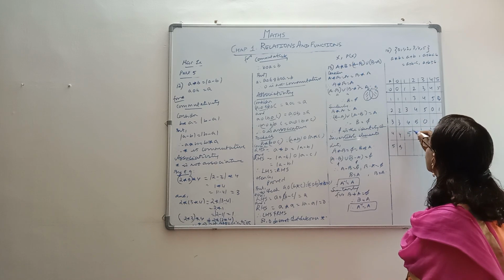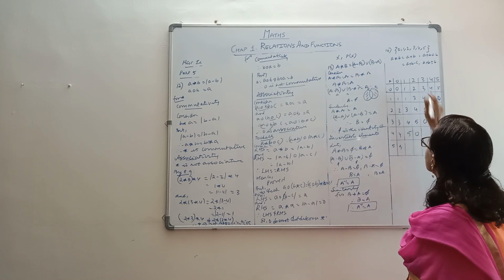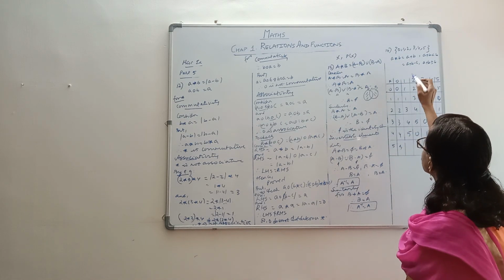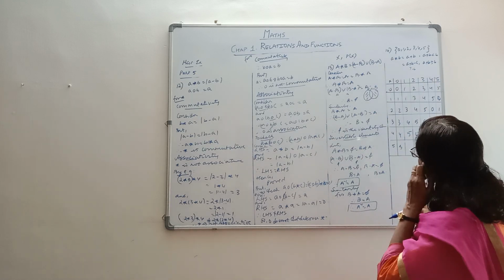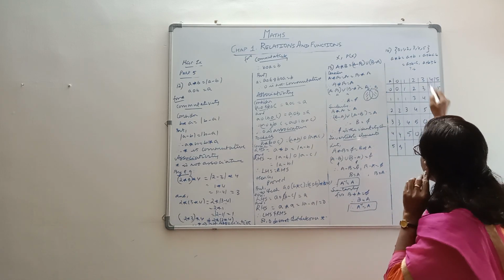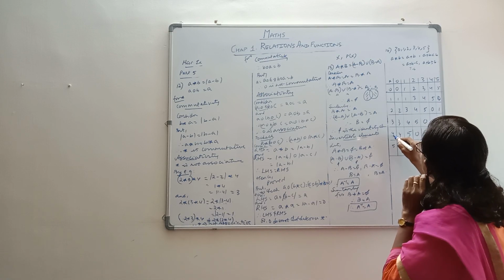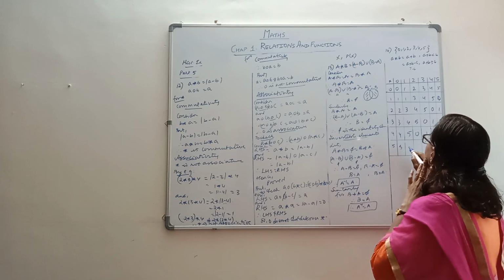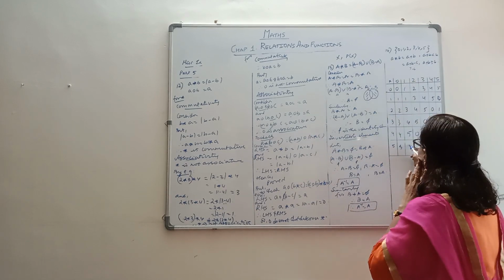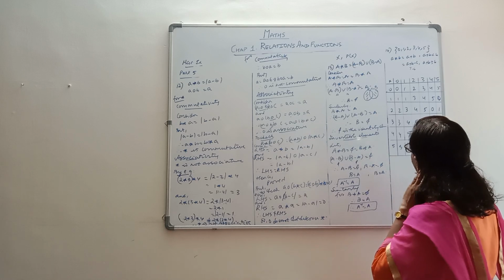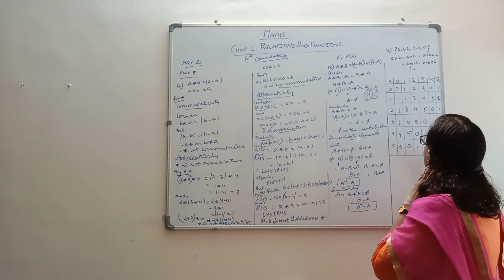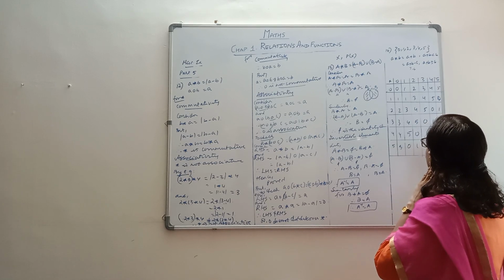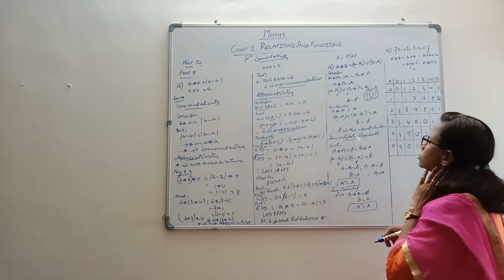4 plus 1 will become 5, 4 plus 2 will become 6, which will become 0, because 6 minus 6 is 0. Then 4 plus 3 is 7, which will be 1, because 7 minus 6. Then 4 plus 4 is 8, 8 minus 6 is 2. Then 4 plus 5 is 9, 9 minus 6 is 3. Then 5 plus 1 is 6, 6 minus 6 is 0. Then 5 plus 2 is 7, 7 minus 6 is 1. 8 minus 6 is 2, 9 minus 6 is 3, 10 minus 6 is 4. So this is your composition table.